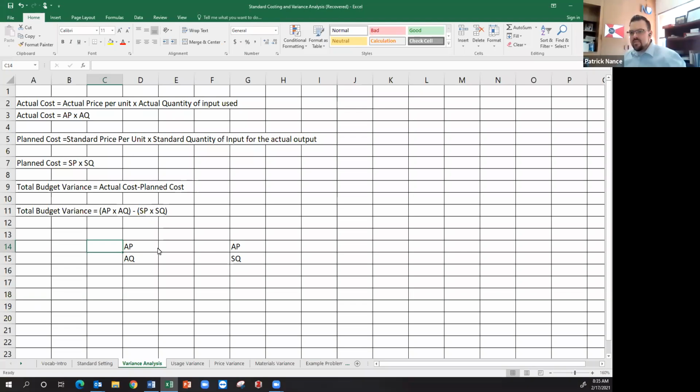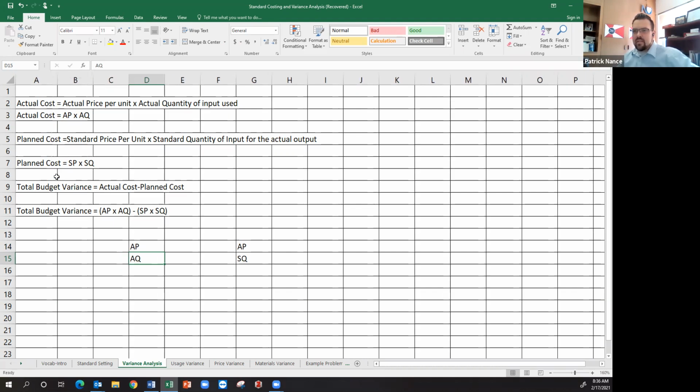Okay, now once we have standardized our cost, our hours, our usage, and our price, all those elements, then we can figure out what our total variance is by simply taking what I actually spent, what my actual cost was, and comparing that to what I planned. My actual cost I would find by taking my actual price per unit times my actual quantity of input used. So that's AP times AQ.